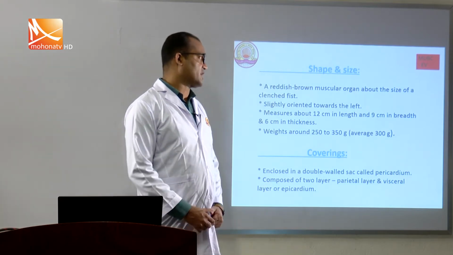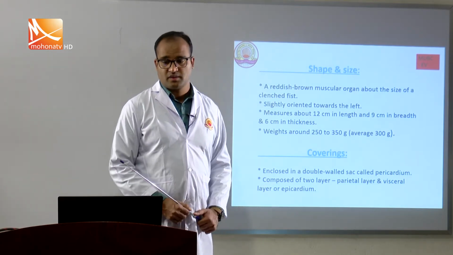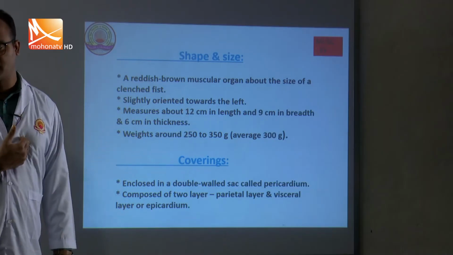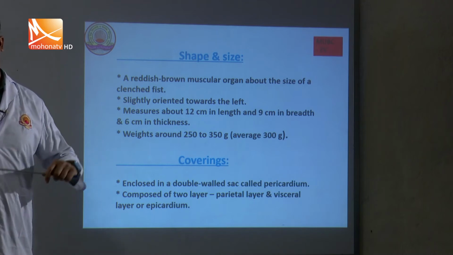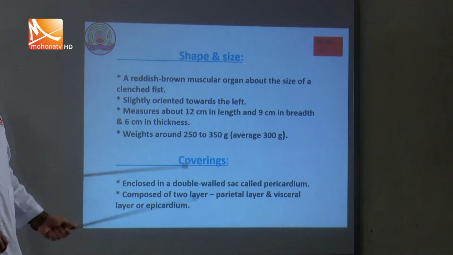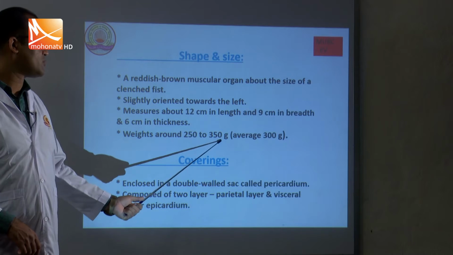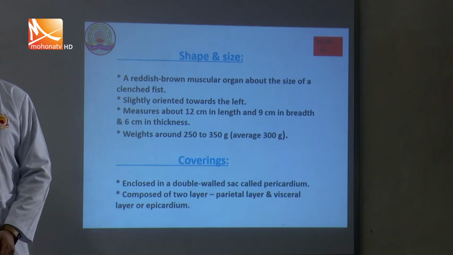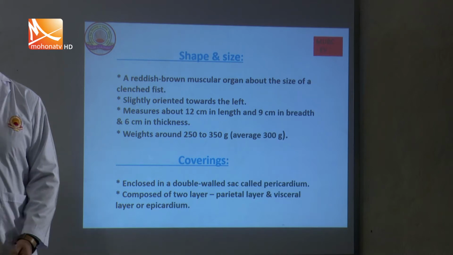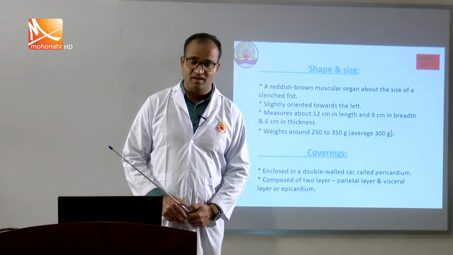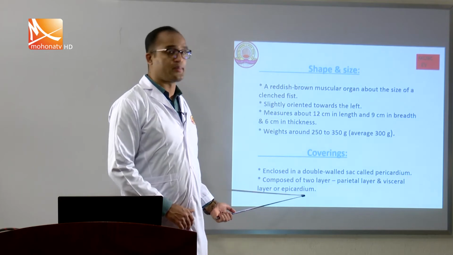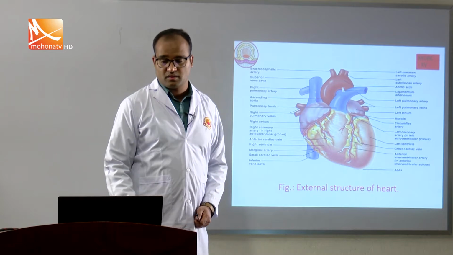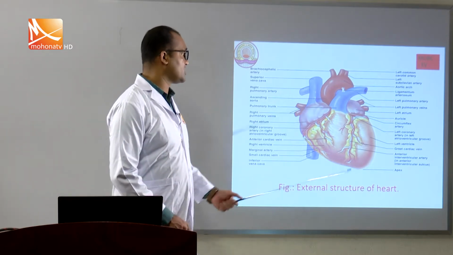A reddish brown muscular organ about the size of a clenched fist, slightly oriented toward the left. That means it is slightly oriented to the left side, and measures about 12 centimeters in length and about 6 centimeters in breadth, and weighs around 250 to 350 grams. And the covering system of the human heart is a double-walled sac. It is called the pericardium, and is composed of two layers. One is the parietal layer, the other is the visceral layer or epicardium. It is the external structure of the human heart.